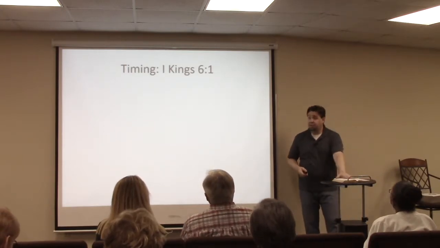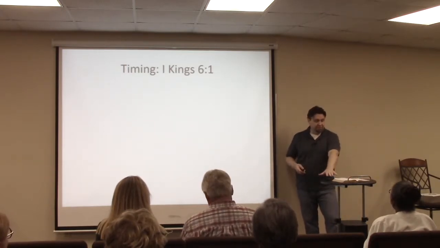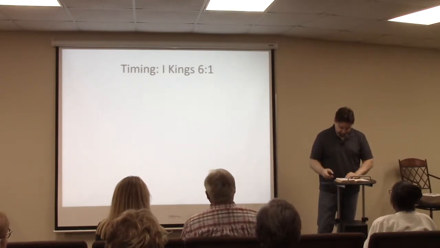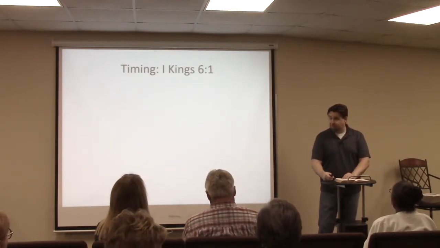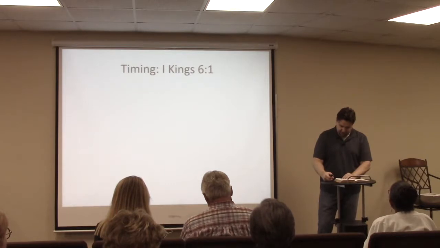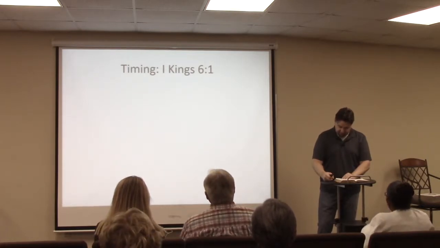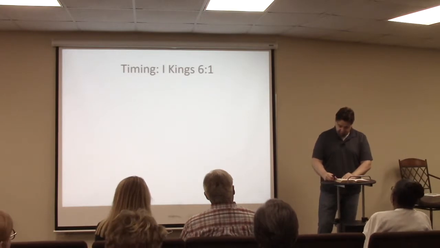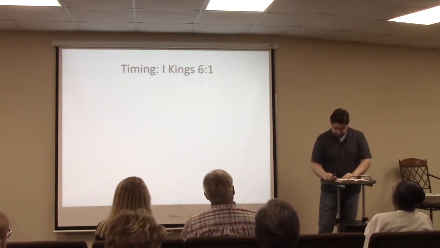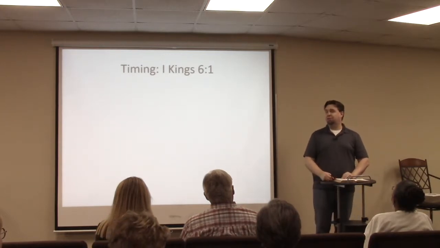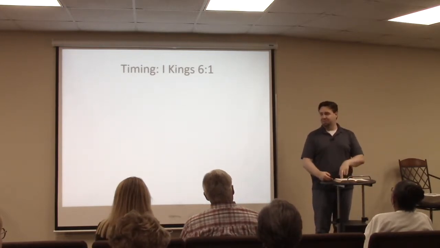Okay, if we want timing in the Bible, one of the first great markers we get is in 1 Kings chapter 6, verse 1. 1 Kings chapter 6, verse 1 says this. Now it came about in the 480th year after the sons of Israel came out of the land of Egypt, in the 4th year of Solomon's reign over Israel, in the month of Ziv, which is the 2nd month, that he began to build the house of the Lord. We get a historical marker there.